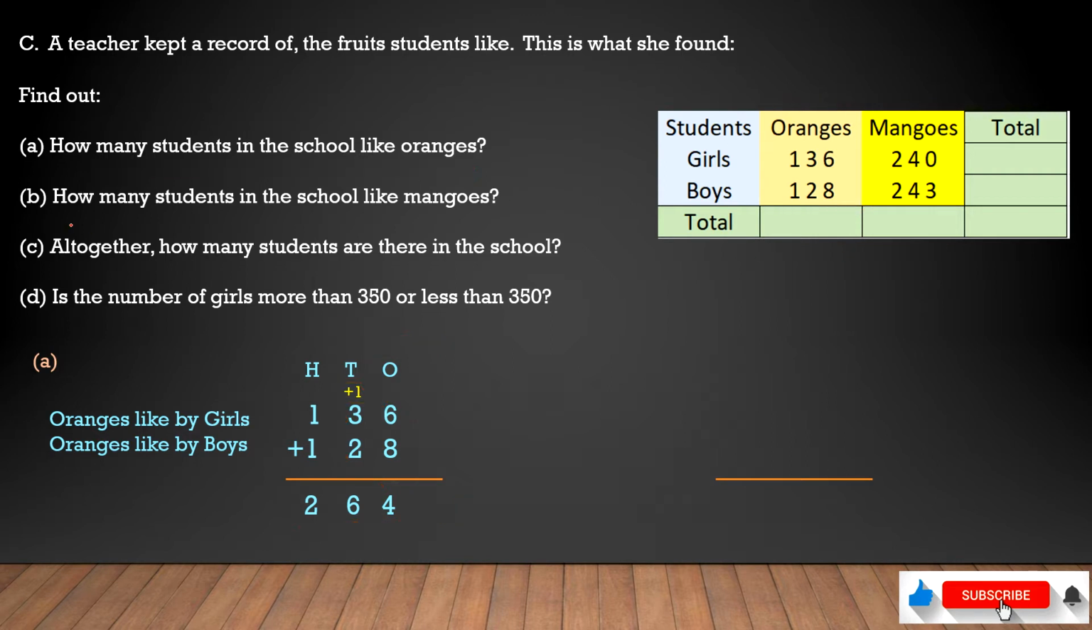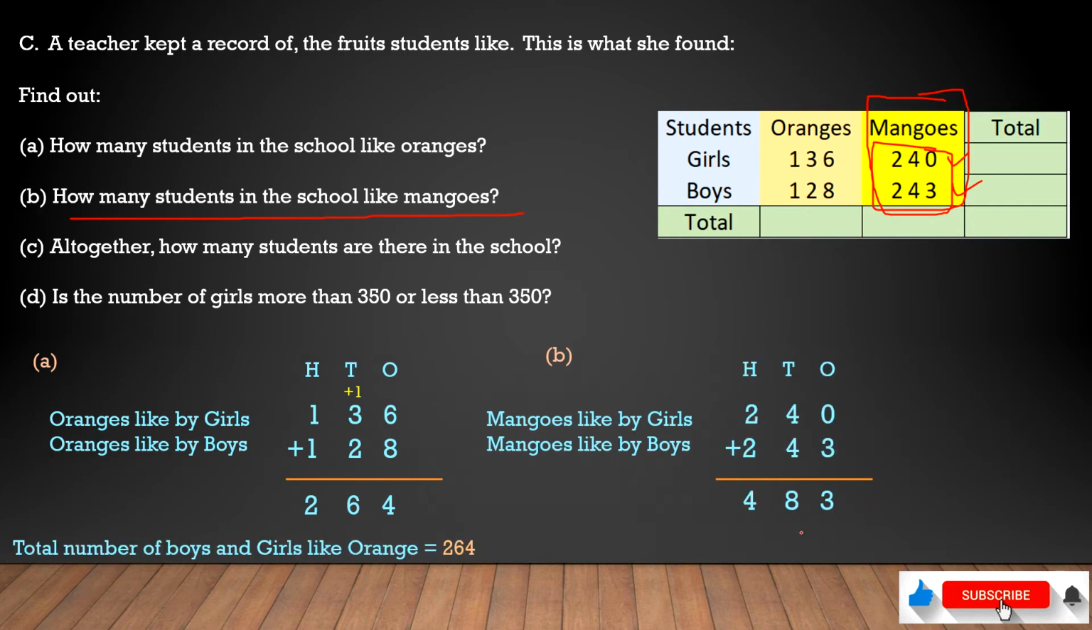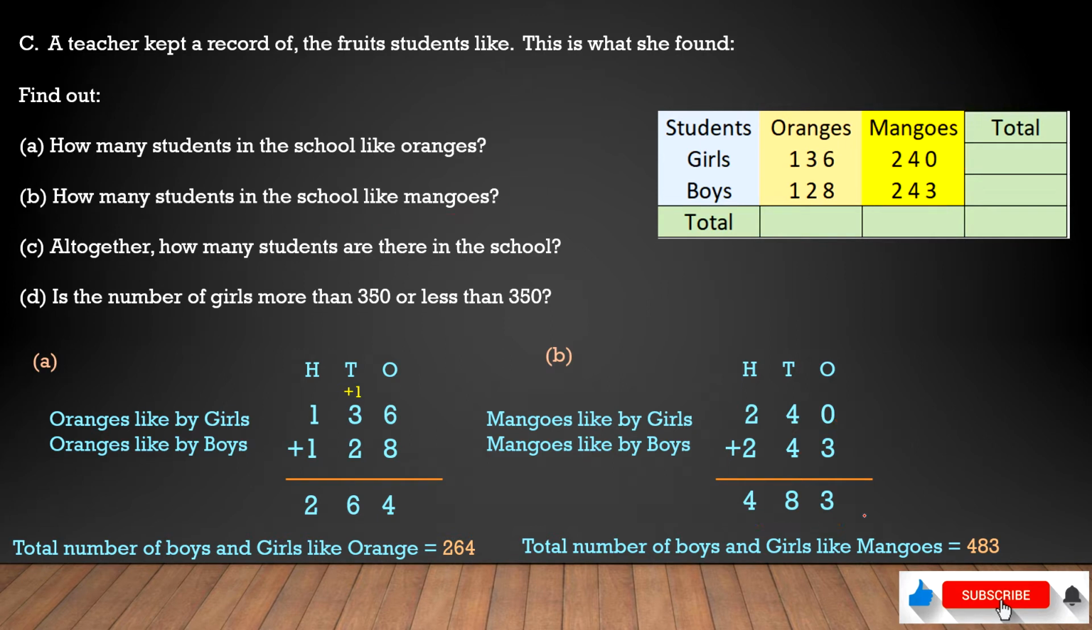Okay, let's see the next question. How many students in the school like mangoes? This time we have to find the total number of students who like mangoes. So this is the mango column. This is the number of girls who like mangoes. This is the number of boys who like mangoes. If you add these two numbers together, we can find how many total students like mangoes. So let's add these two numbers together and we get 483. 3 plus 0 gives us 3, 4 plus 4 is 8, 2 plus 2 is 4. So that's how we find it, 483. Now we know the total number of boys and girls who like oranges is 264, and who like mangoes is 483.